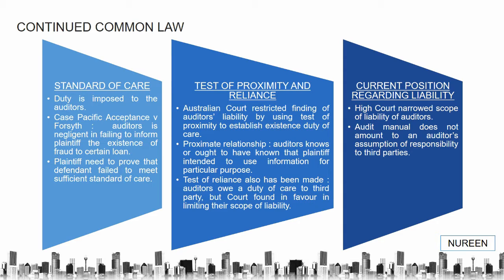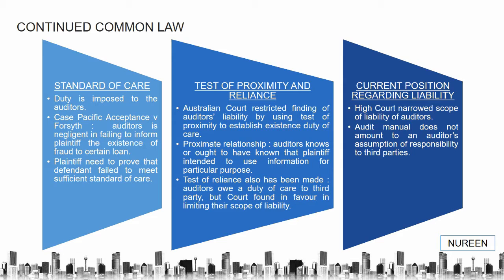Next, for the test of proximity and reliance, the Australian court restricted findings of auditor's liability by using the test of proximity to establish the existence of a duty of care. A proximate relationship is where the auditors know or ought to have known that the plaintiff intended to use the information or advice for some particular purpose. The test of reliance has also been made. The auditors may owe a duty of care to a third party, but the court favored limiting their scope of liability. This is based on the San Sebastian versus the Minister case.